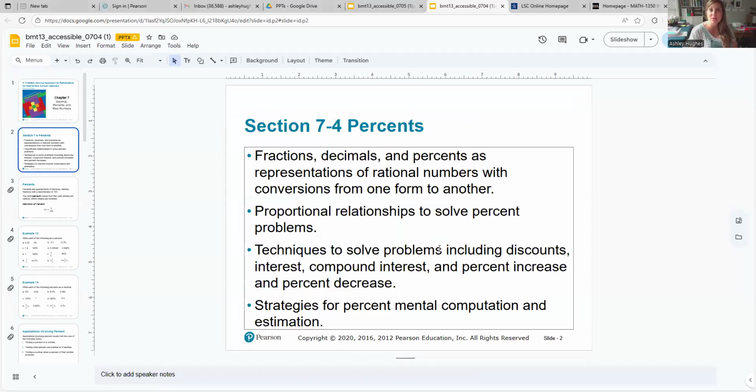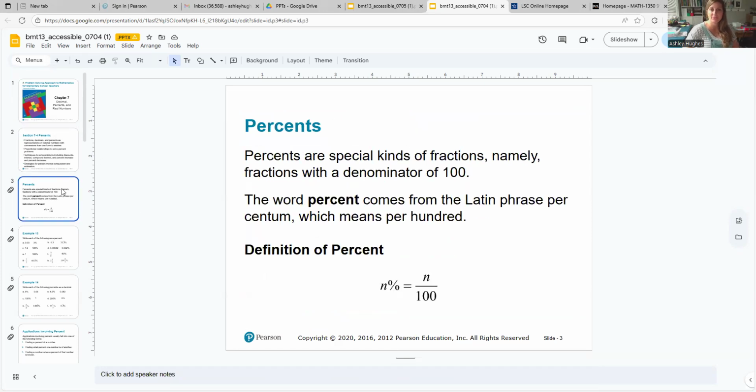So we're going to talk about percents. Fraction decimals and percents as representations of rational numbers with conversions from one to the other, proportional relationships to solve percent problems, techniques to solve problems including discounts, interest, compound interest, and percent increase, as well as percent decrease. Strategies for percent mental computation and estimation.